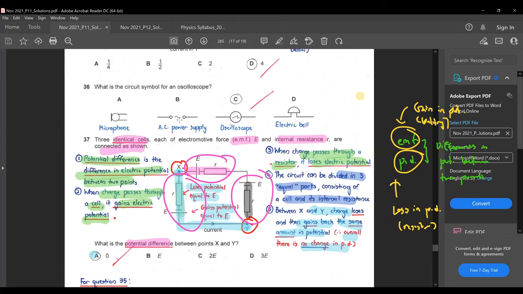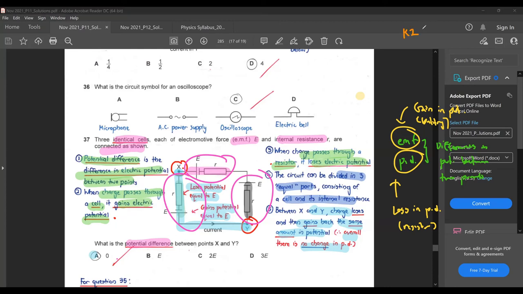Then I'll just move on to the next one. Okay, another thing I could probably tell you is why it is like this. If you try to apply Kirchhoff's second law for this one here, where you say sum of EMF equals sum of PD, you actually have three E's here, all of them in the same direction. This one is E plus E plus E plus VR plus VR plus VR. So 3E equals 3VR. So eventually the PD across your internal resistance is actually just equal to E.